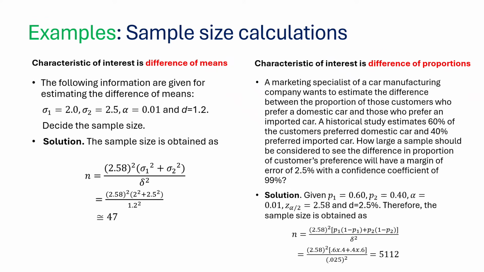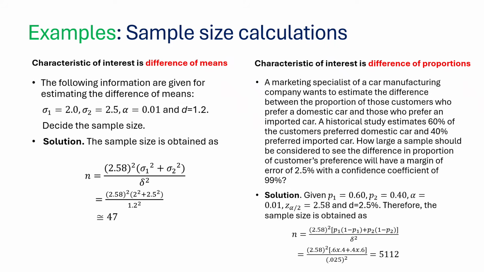So look at that formula. Sigma 1 is given, sigma 2 is given, alpha is also given, and even the precision is given. So accordingly you get the value, say n equal to 47. If you increase or decrease the precision, accordingly you will get a different sample size. Naturally, if the delta value is less than 1.2, n will also increase. And if you increase the value, say from 1.2 to 1.5, for example, definitely the sample size will be less.